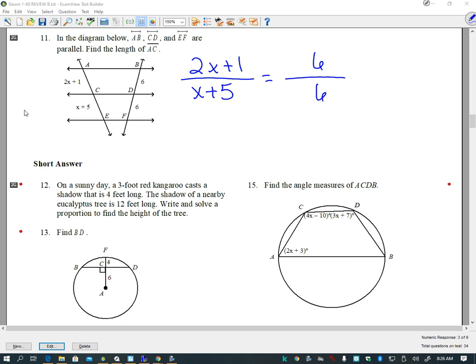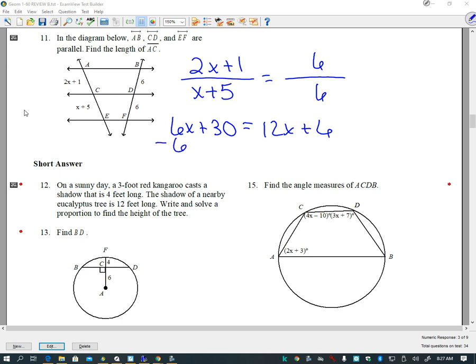I would distribute this 6 to the x plus 5, would solve like a normal proportion. That would give me 6x plus 30 is going to be equal to 12x plus 6. Because I'm distributing the same thing to both values, I could even factor out a 6 out of everything, and that would get me back to 2x plus 1 is equal to x plus 5, right? But we can keep moving here.